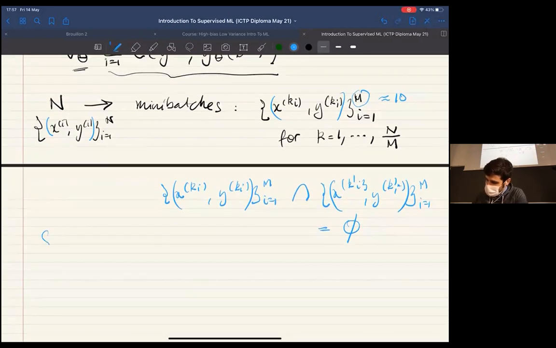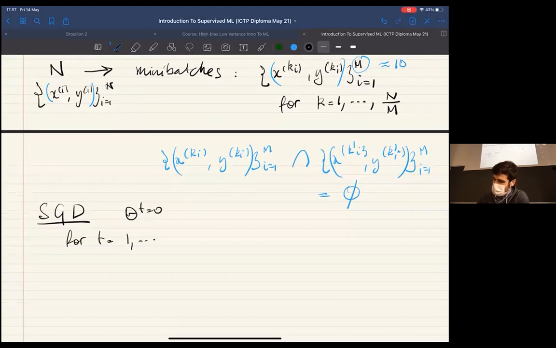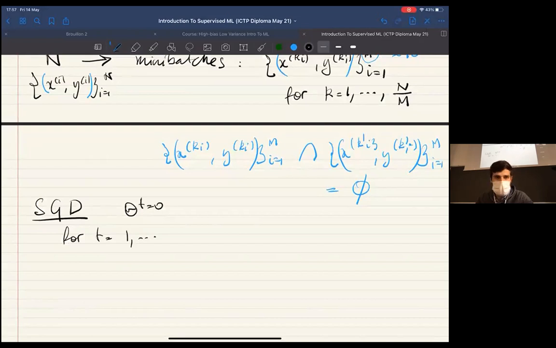Then the SGD rule is very simple. Again, you have an initial theta_0, and you loop over t. You compute again v_t, which is the learning rate times the gradient of the cost, and I will write cost MB for mini batch.